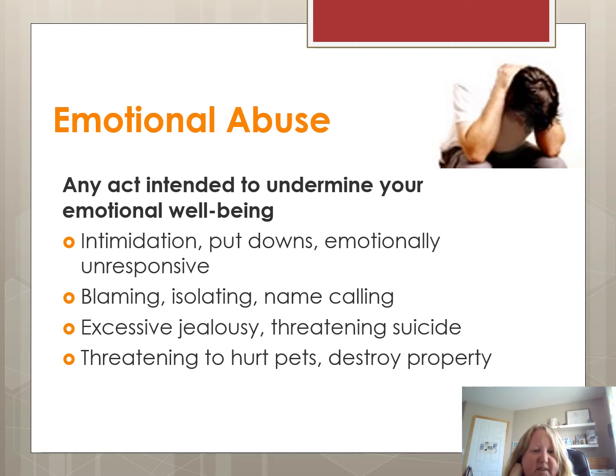But these are some examples of emotional abuse. Put downs, being emotionally unresponsive. Again, people don't think of that. Blaming, isolating, name calling, jealousy, threatening suicide is actually quite common in families and in relationships where there's a high degree of violence. Threatening to hurt pets, destroy property, you'll notice that was on physical, but it's also noted under emotional. Again, these things are not clear cut because obviously it's emotionally very painful, even if there's been a physical assault, so some of these things are complex.